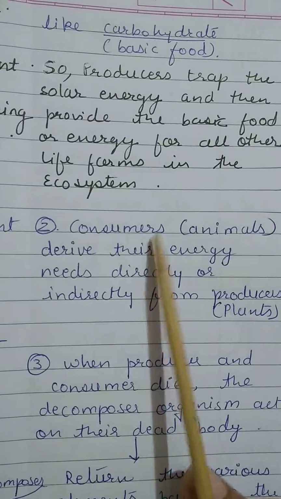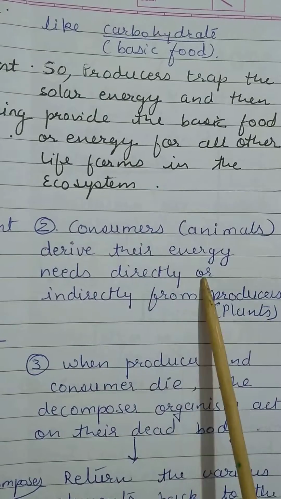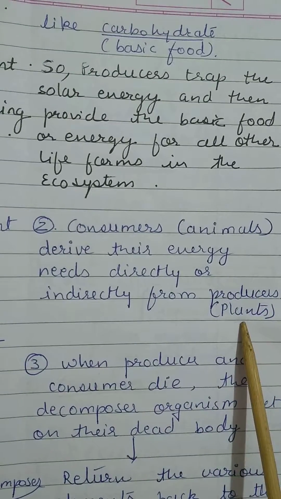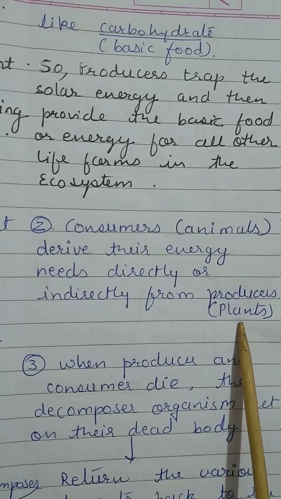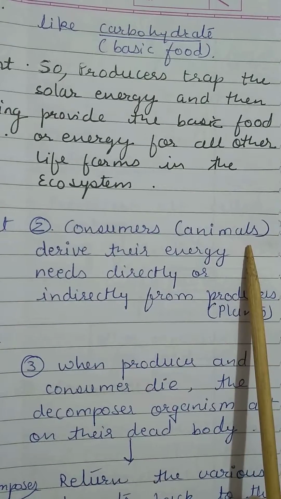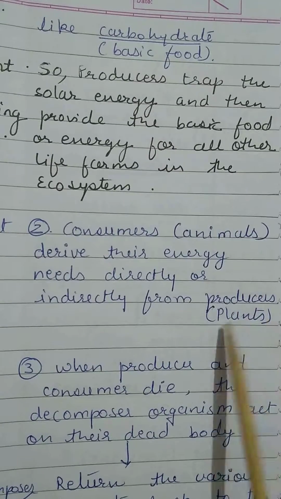Second is consumers. Consumers are the animals. They derive their energy needs directly or indirectly from the producers or plants. Herbivores are the animals which eat the plants, but carnivores are the animals which eat the herbivore animals. So directly or indirectly, all the organisms, animals, get their nutrients and energy from the producers, that is, plants.